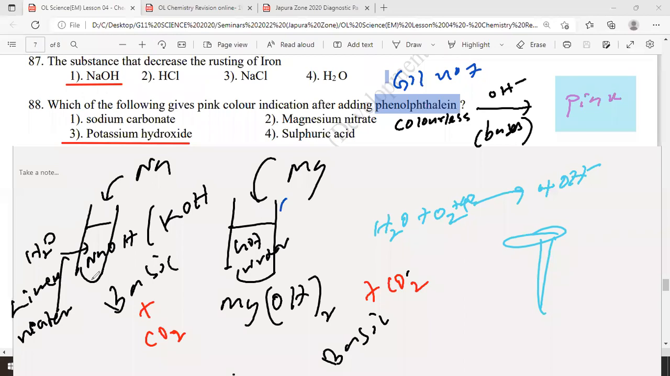Therefore, potassium hydroxide, sodium hydroxide, calcium hydroxide or lime water can absorb acidic gases like CO2, because acids and bases react. Those things are also a bit important.